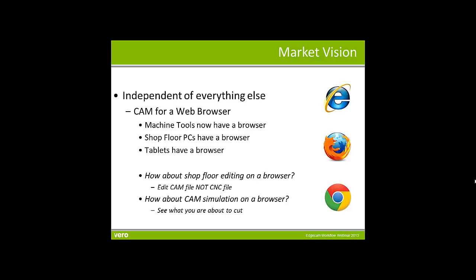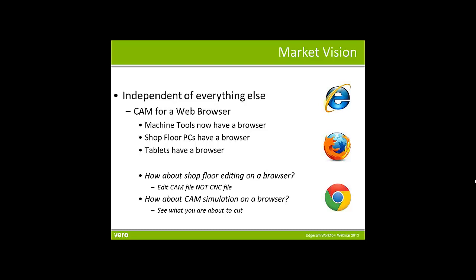So think about this. How about shop floor editing on a browser? Rather than going into an NC file and changing the tool or the feeds and speeds because they're not available, how about editing the CAM file so that you get some traceability, some history, and then you can regenerate the CNC file to be used on the machine tool. And if you can do that on a tablet or on the machine tool or on a shop floor PC, you've made yourself a vast improvement.